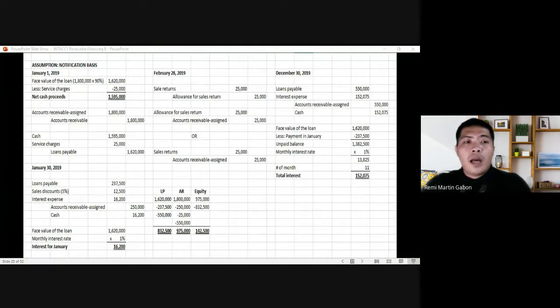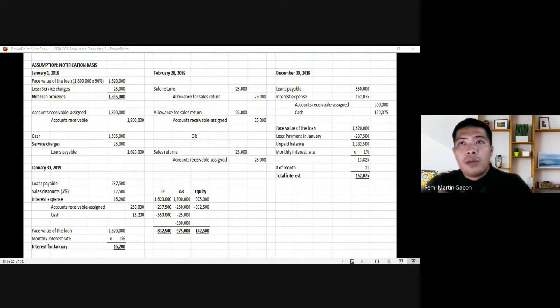Then we credit accounts receivable dash assigned 250,000, and this is to signify the collection. We know that there is a collection if we credit accounts receivable. Okay? The only difference under notification basis, because we do not debit cash anymore to signify collection. Okay? Then we credit cash for the interest expense paid because the interest was paid separately by the company.